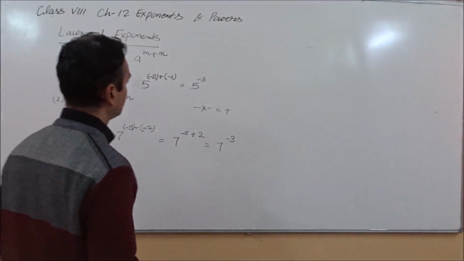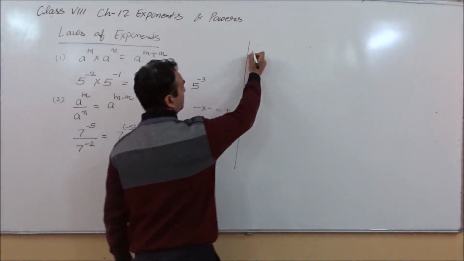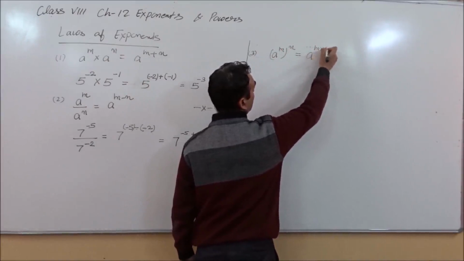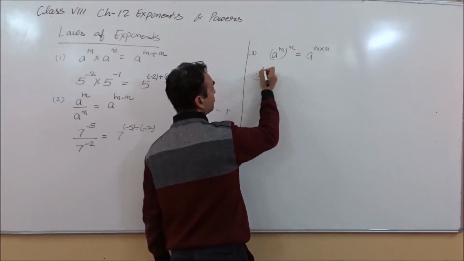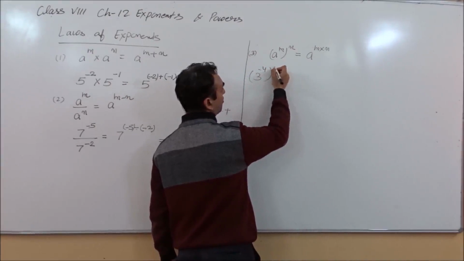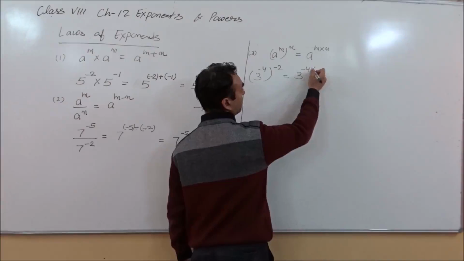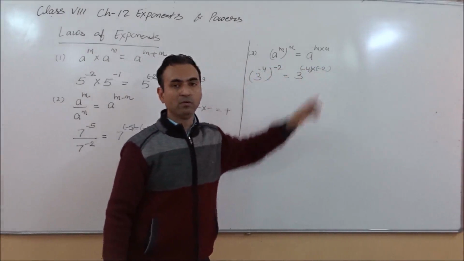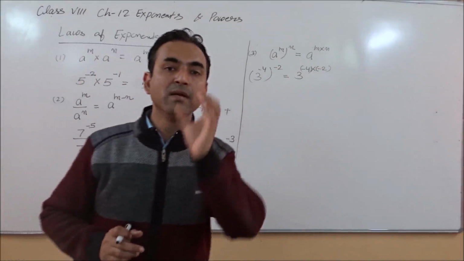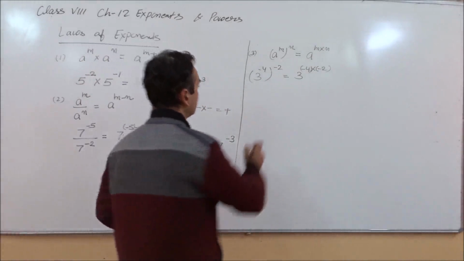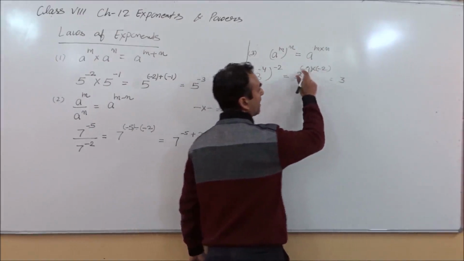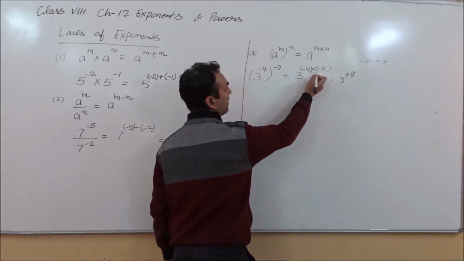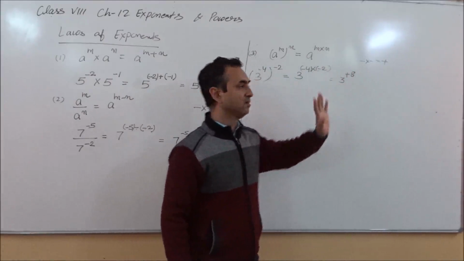Now the third formula is a raised to m, bracket whole power n, which is a raised to m multiply n. Example: 3 raised to minus 4, whole power minus 2. So 3 raised to minus 4 multiply minus 2. Just keep in mind that we have to use the negative sign with the number as well as the power. Minus into minus is plus, so plus 4 into 2, 8. Here we have to multiply, right? So 3 raised to 8 is the answer.